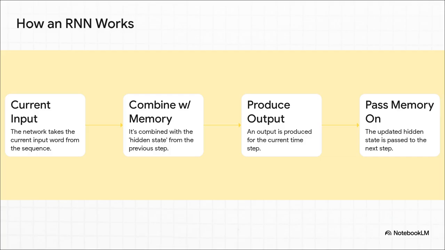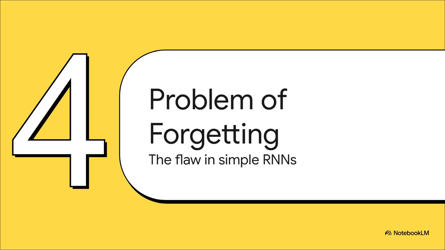It combines that new word with this memory, spits out an output, and then, and this is the absolute key, it passes an updated memory on to the next step. This recurring loop was the first real shot at giving a network a sense of history. And this was totally revolutionary. But as powerful as the simple loop was, it had a major, crippling weakness. It was forgetful. And this created a brand new problem that we had to solve.